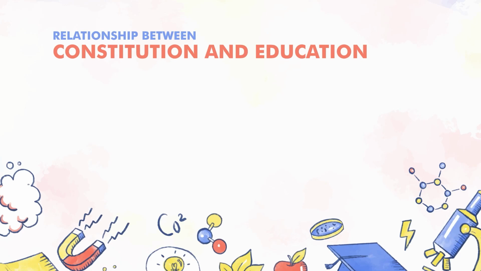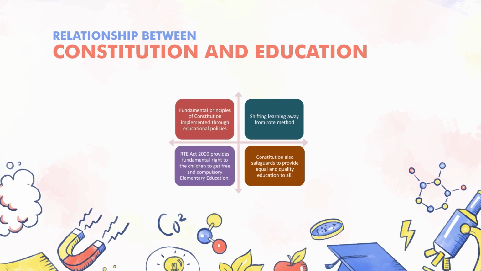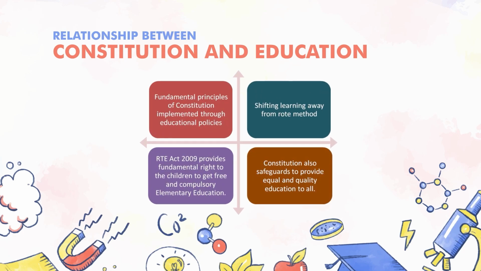Now let me focus upon how the relationship between constitution and education is there so far as the Indian constitution is concerned. Let me focus upon certain important aspects, just like the fundamental principles of constitution implemented through educational policies. So in this way, constitution and education are interrelated with each other. There are certain fundamental principles and how to achieve those fundamental principles, and a certain fundamental principle is also related to education. Just like recently, if I say the recent development, I can say that is the Right to Education, Right to Education Act, RTE Act 2009.